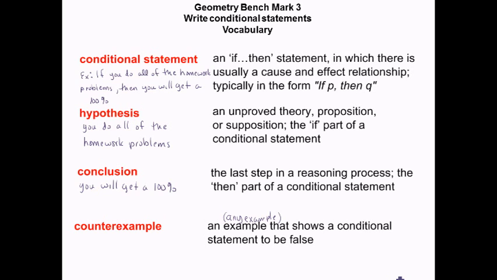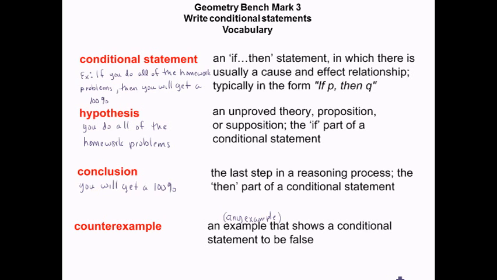Now, in the conditional statements, the hypothesis is unproven. It's an unproven theory. It's a supposition. Suppose you do all of the homework problems. Or it's an unproven theory because I'm theorizing that you'll do all of the homework problems, but I haven't. Maybe you won't, right? So it could happen or it could not happen. It's if. So that's the hypothesis, the first part, the if part. You do all of the homework problems.